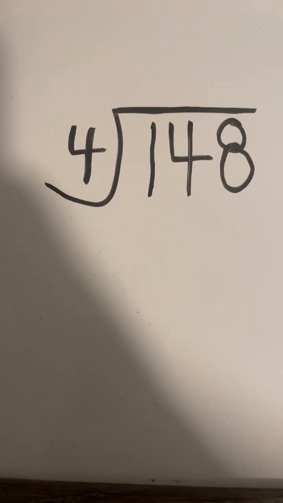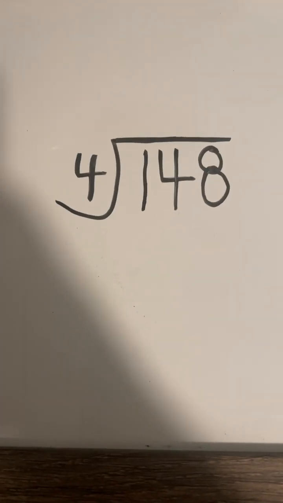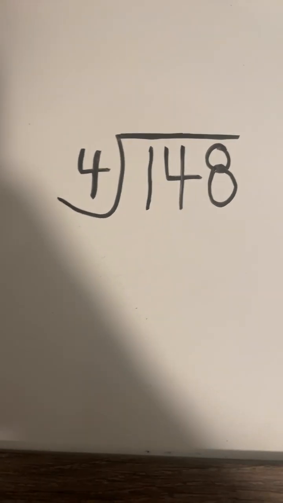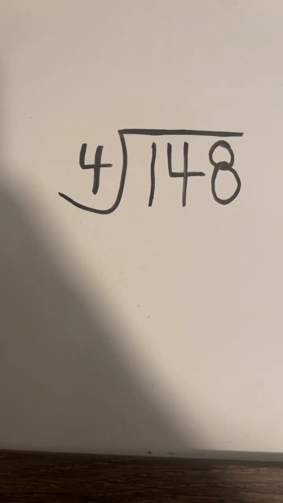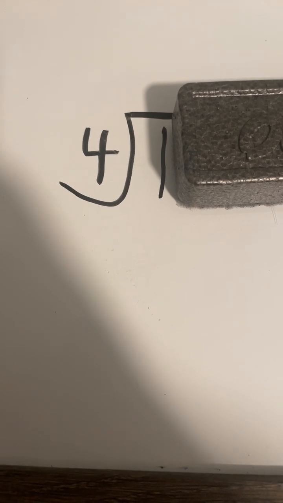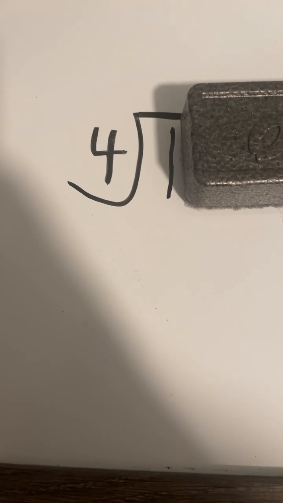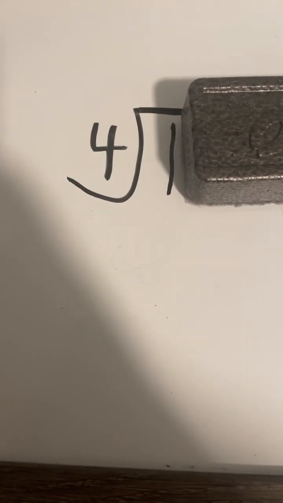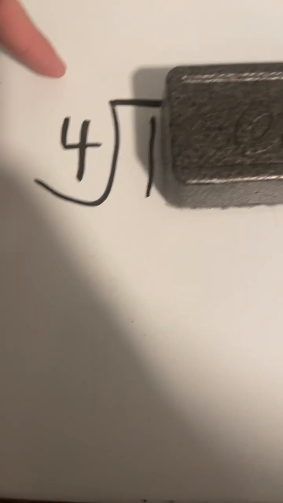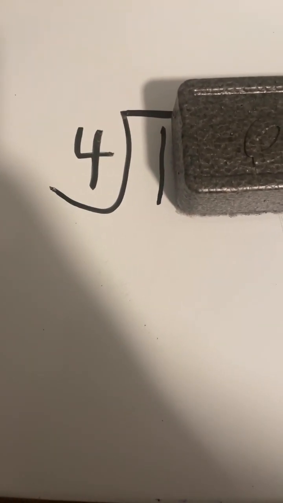All right, so we are going to get right into it. 148 divided by 4. So step 1, we divide by the smallest number possible. And the rule is that the number inside the square has to be bigger than the number outside the square. So we can divide by one digit only if the number inside is bigger than the number outside. Now looking over here, 1 is not bigger than 4, so for this problem that is not the case. For this problem we can't divide by one digit.